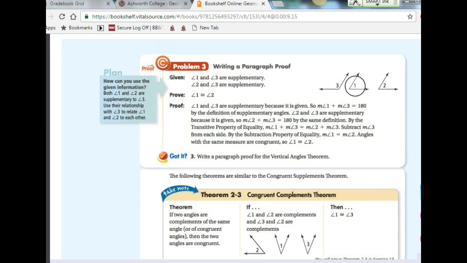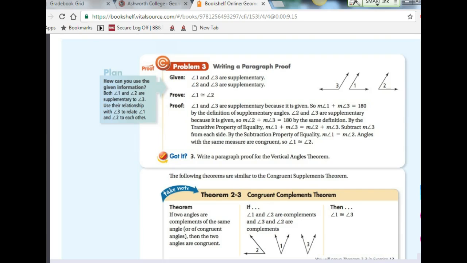Now, we look at these three angles over here labeled as 1, 2, and 3. You're given that angle 1 and 2 are supplementary, so these two together will add up to be 180 degrees, and that 2 and 3, these two, add up to be 180 degrees. What you're trying to prove is if 1 and 3 are supplementary and 2 and 3 are supplementary, then 1 and 2 must be equal to each other.